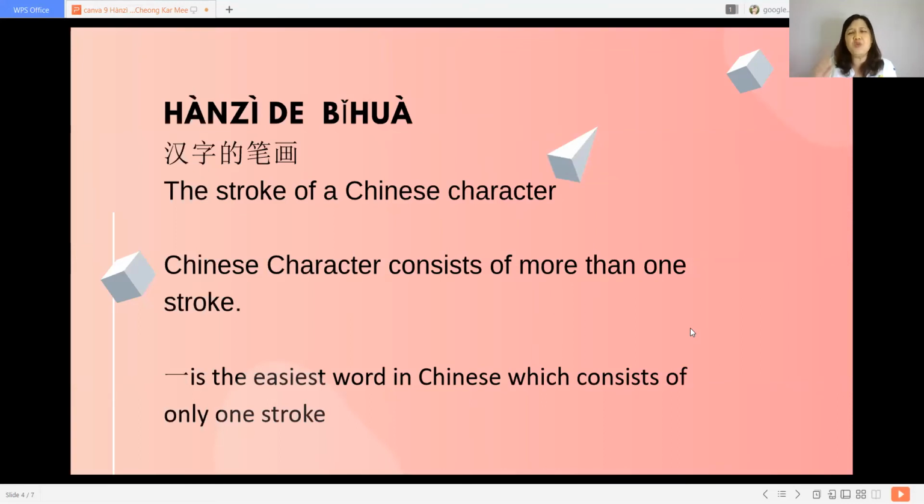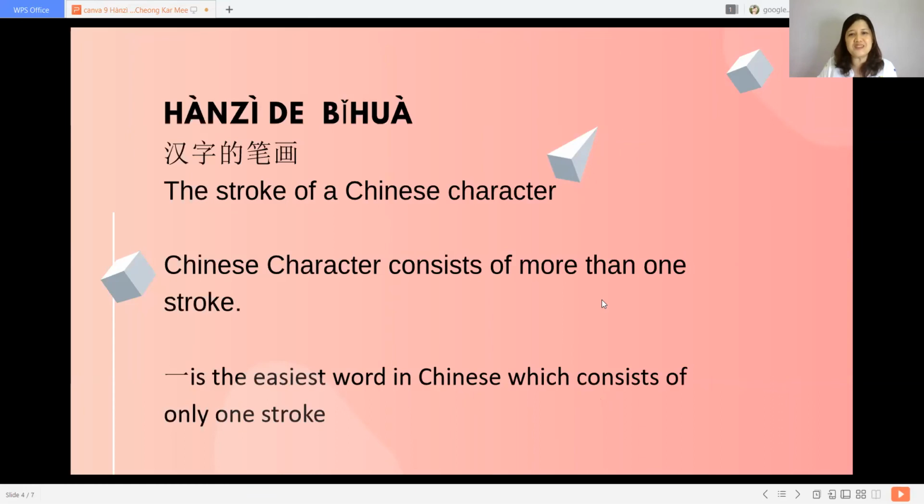As you know, all Chinese characters consist of more than one stroke. Only one word, the easiest word in Chinese characters, has only one stroke. This is the word. It is the easiest word in Chinese, which consists of only one stroke. All the rest of them are more than one stroke.